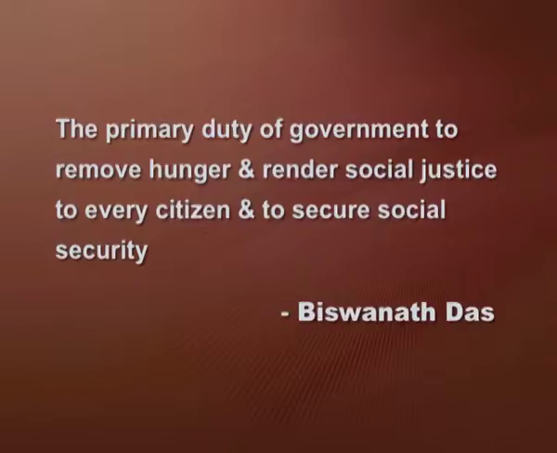One important issue was raised by Bishwanath Das from Orissa. He said, "I think it is the primary duty of government to remove hunger and render social justice to every citizen and to secure social security." Hitting the crux, he said, "The masses do not find any hope that the Union Constitution will ensure them freedom from hunger, secure them social justice, or ensure them a minimum standard of living and public health."